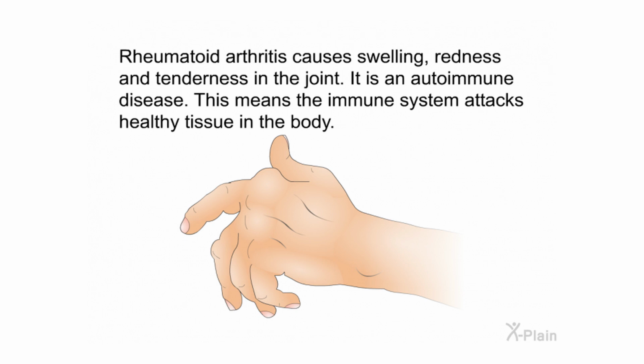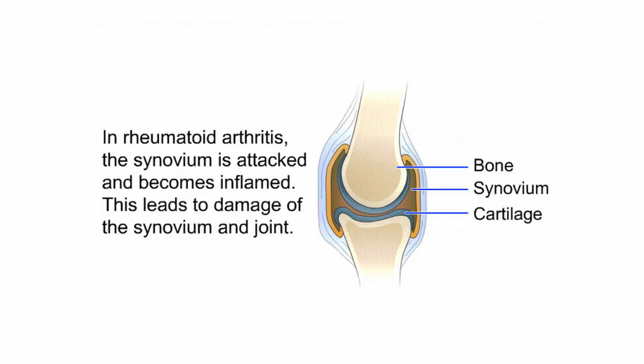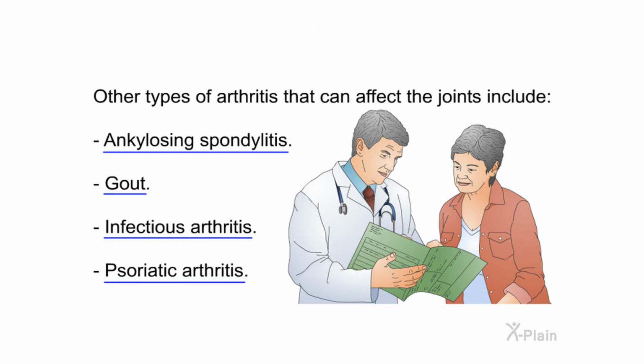Rheumatoid arthritis causes swelling, redness, and tenderness in the joint. It is an autoimmune disease. This means the immune system attacks healthy tissue in the body. In rheumatoid arthritis, the synovium is attacked and becomes inflamed. This leads to damage of the synovium and joint. Other types of arthritis that can affect the joints include ankylosing spondylitis, gout, infectious arthritis, psoriatic arthritis.